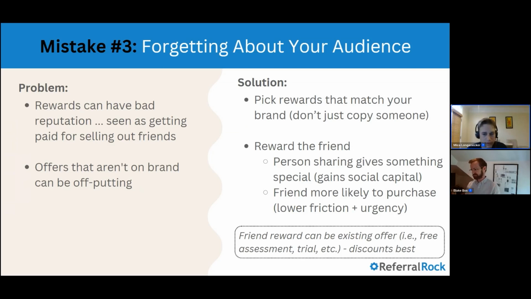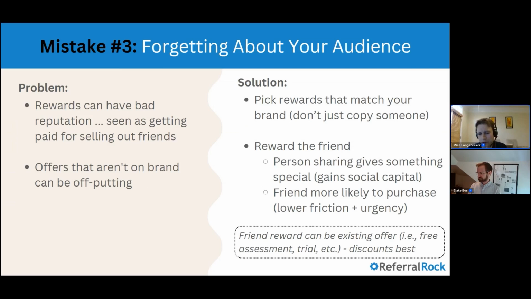For customer referral programs, you're often trying to reward the friend. By allowing the person to share something of value, maybe it's a discount, maybe it's a free trial, whatever that is, the person doing the sharing gains social capital. And so they feel good about themselves and are therefore more likely to share with their friends. The friend is also more likely to purchase. It lowers the friction of buying. It helps create urgency.